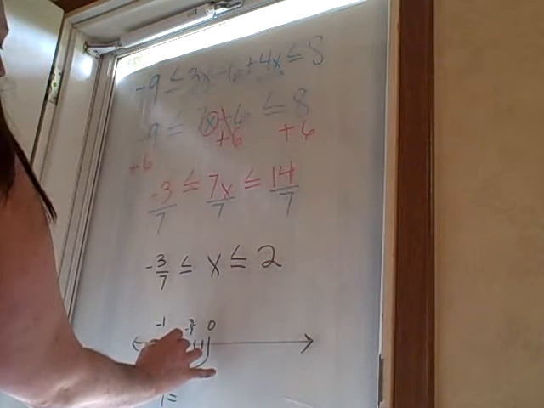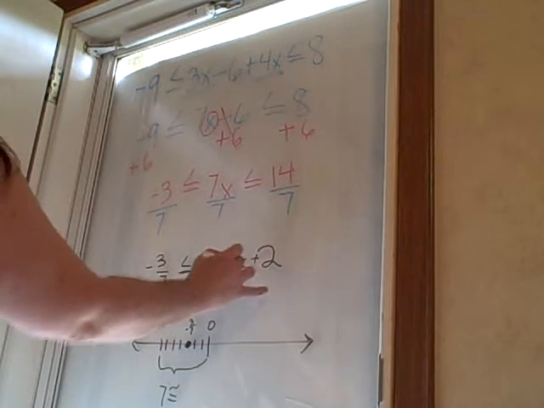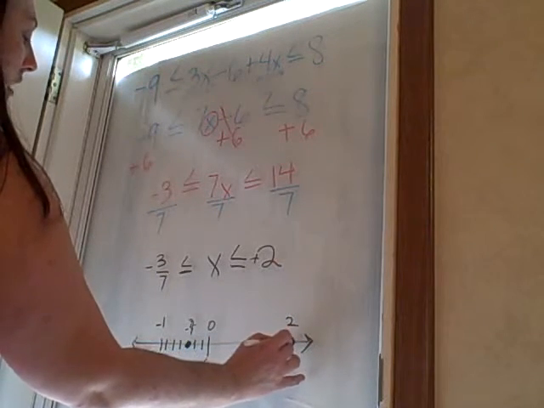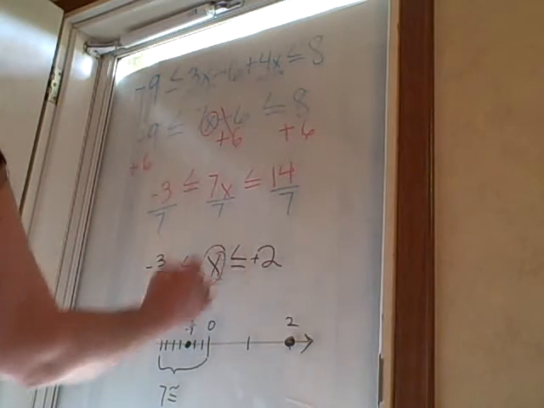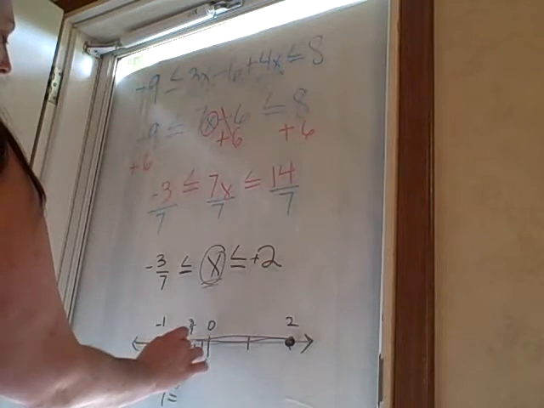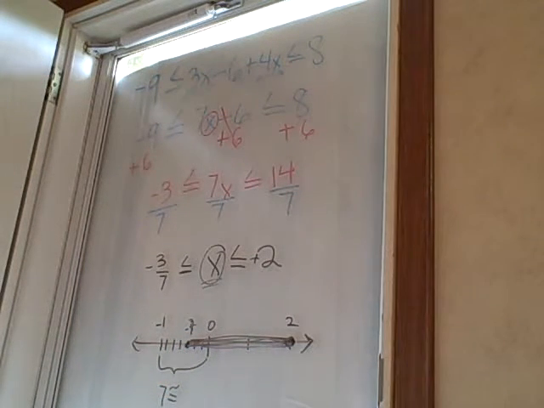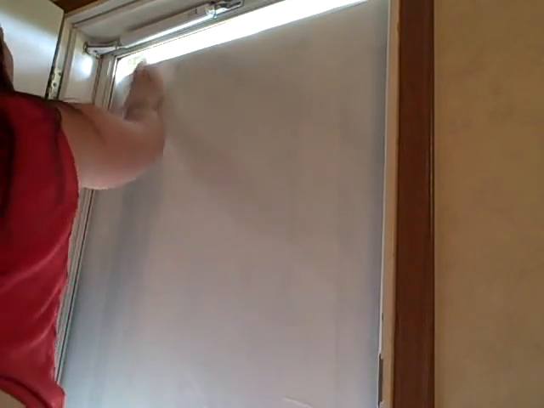I draw a closed circle at negative 3/7 because of this sign here. And then I find a positive 2. That's 1 and 2. And again, I draw a solid circle. And x is in between those 2 numbers. Isn't that easy? We're going to do 2 more problems that are really multi-step. One which is or and the other which is and.